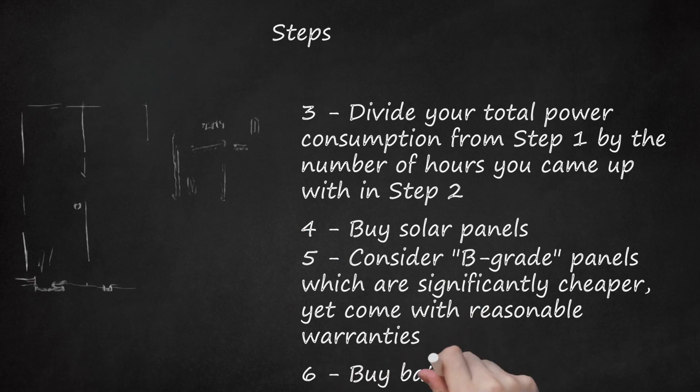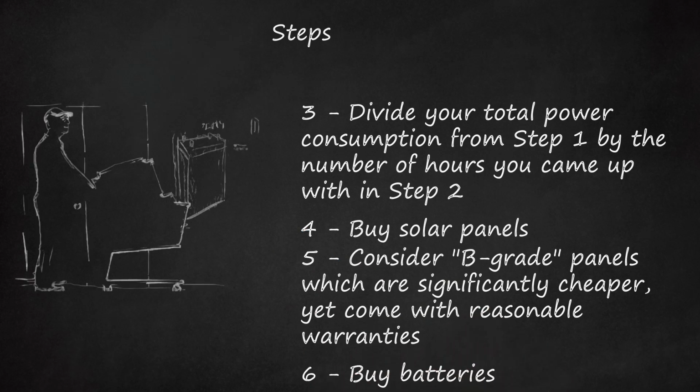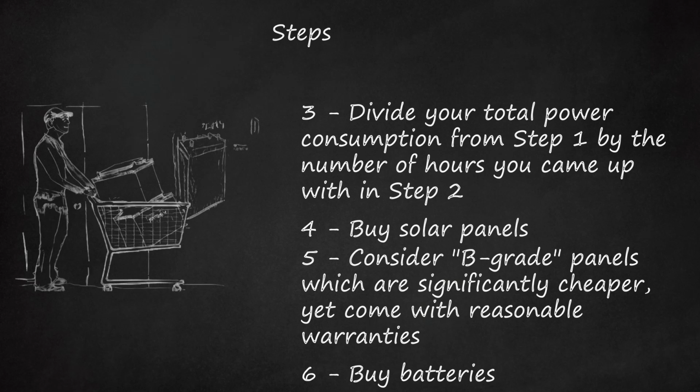6. Buy batteries. While normal car batteries will work for a while, it is best to use deep cycle batteries, which are generally marketed for use in RVs and boats. Some people prefer 6V golf cart batteries, which are designed to withstand repeated deep discharges.